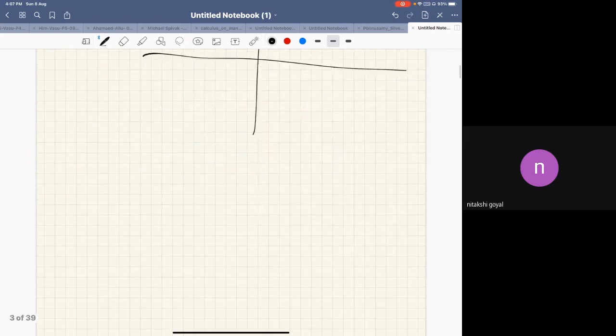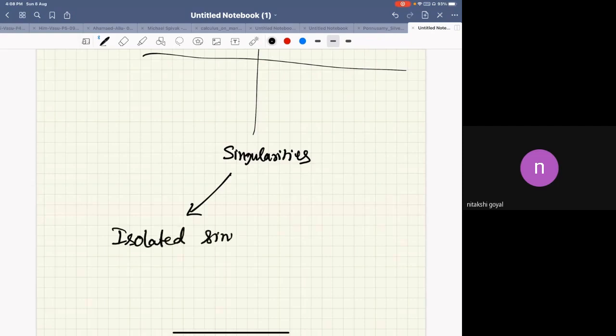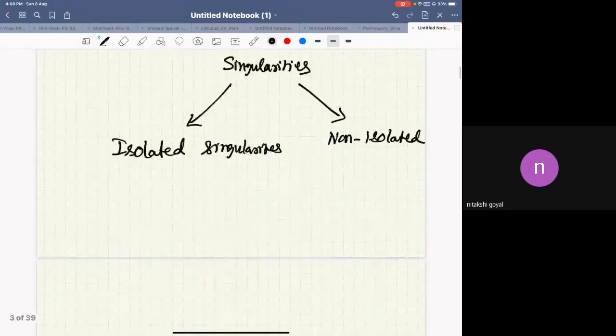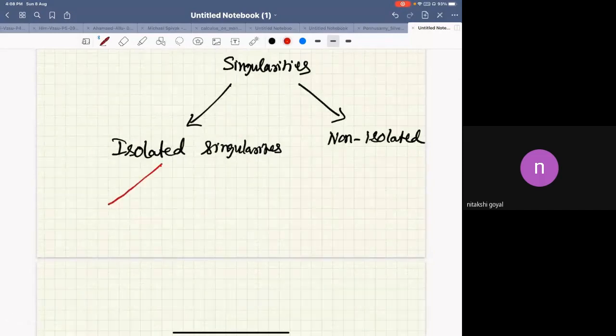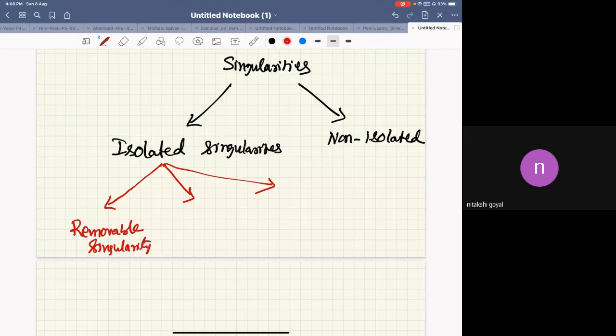So singularities are of two types. One is isolated singularities, and another one is non-isolated. The isolated singularities are again of three types. One is a removable singularity. The next one is a pole, or pole of order k. And the third one is an essential singularity.